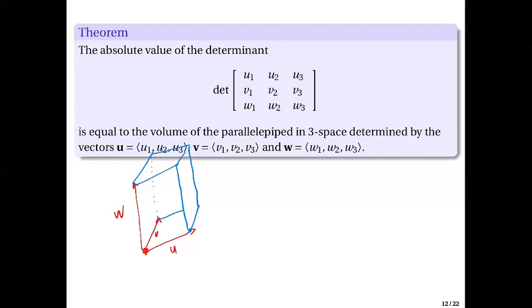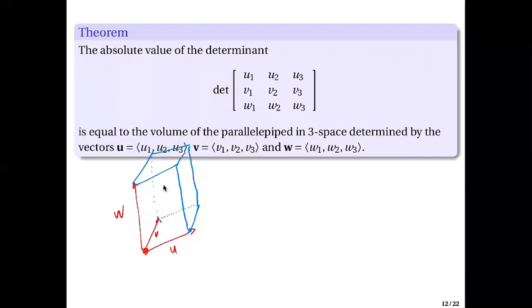And then this guy here, as I have said, this is somewhere at the back. And the vector v is also somewhere in the back. So you will get something like a box. So this is a parallelepiped.